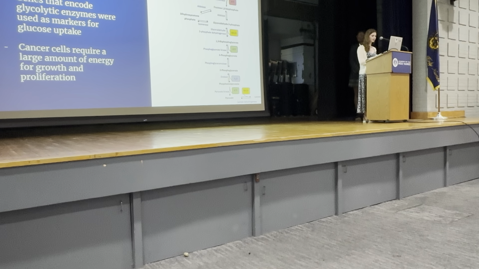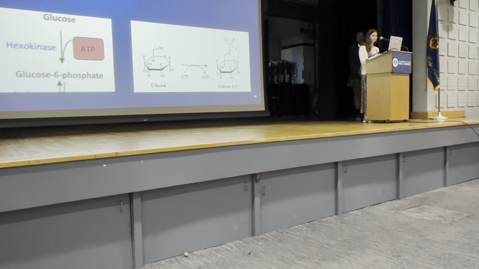Glycolysis is the process of converting glucose into pyruvate, which is the first step of cellular respiration. The end product of cellular respiration is adenosine triphosphate, or ATP, which the cell uses for energy. This is especially significant for cancer cells because they require a large amount of energy for growth. If glucose uptake is increased, it can be assumed that cancer development will increase as well.